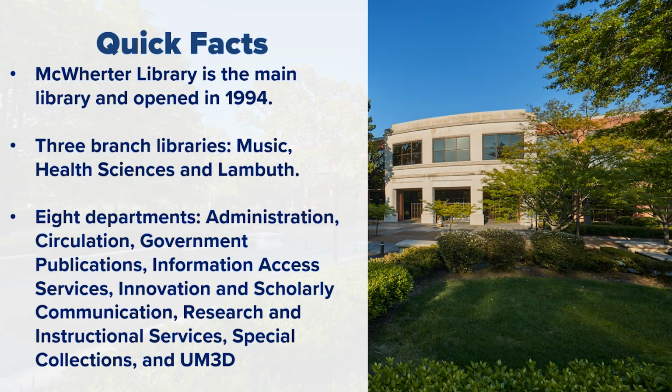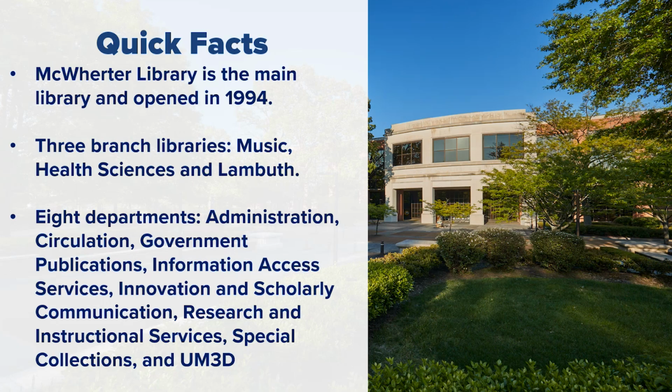So just a couple quick facts. The building you saw on the first slide as well as on the second slide here, that is McWhirter Library. This is the main branch library on campus. It was opened in 1994. We also have 3 branch libraries as well. We have music over in the music building, health sciences, which is across Park Avenue, and then we also have our Lambeth Library in Jackson, Tennessee.